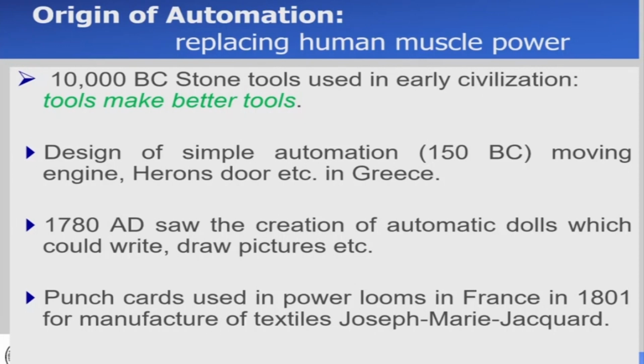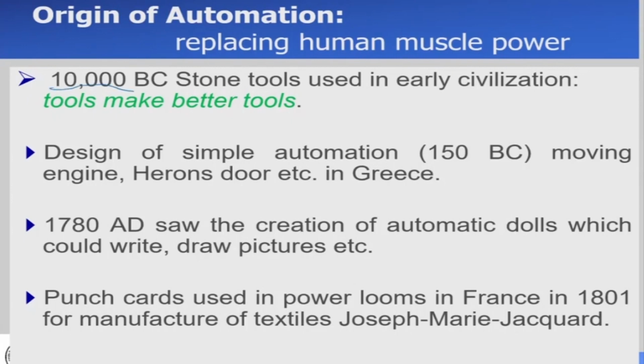This process has been going on for thousands and thousands of years. And the definition of automation is essentially replacing human muscular power. So any task, machine, or activity which replaces human muscular power can be called automation. And this process of automation has been going on right from early days like 10,000 BC.